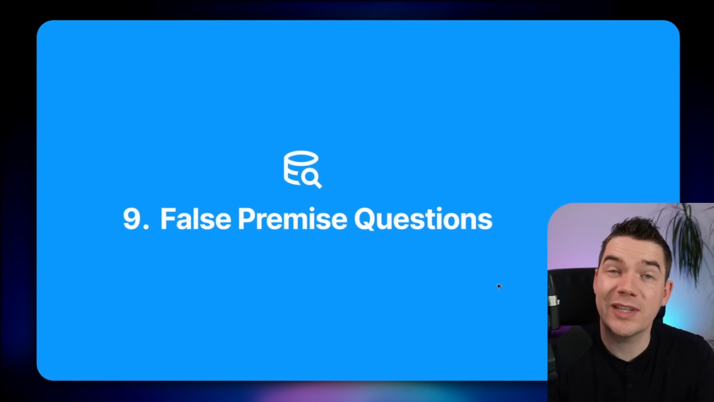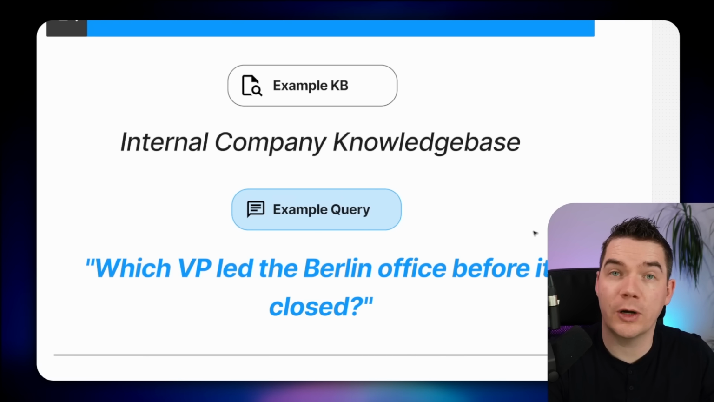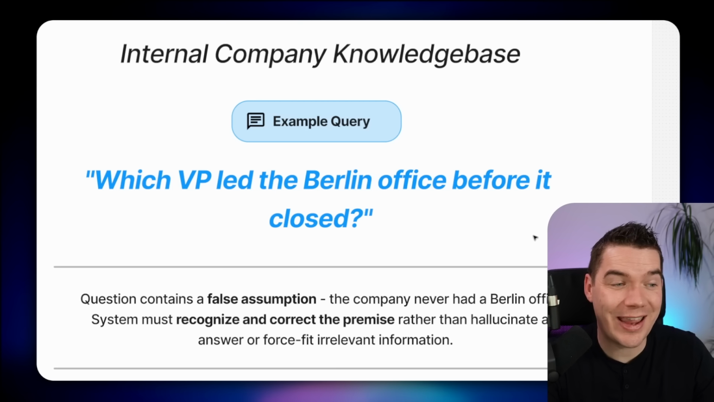And finally, there's a category of questions where the actual starting premise is false, and it's important that the LLM doesn't go off track and stays honest to the data. So for example, which VP led the Berlin office before it closed? In this case, the question contains a false assumption. The company never had a Berlin office. So the AI agent needs to recognize and correct the premise rather than hallucinating the answer to fit into the user's question.